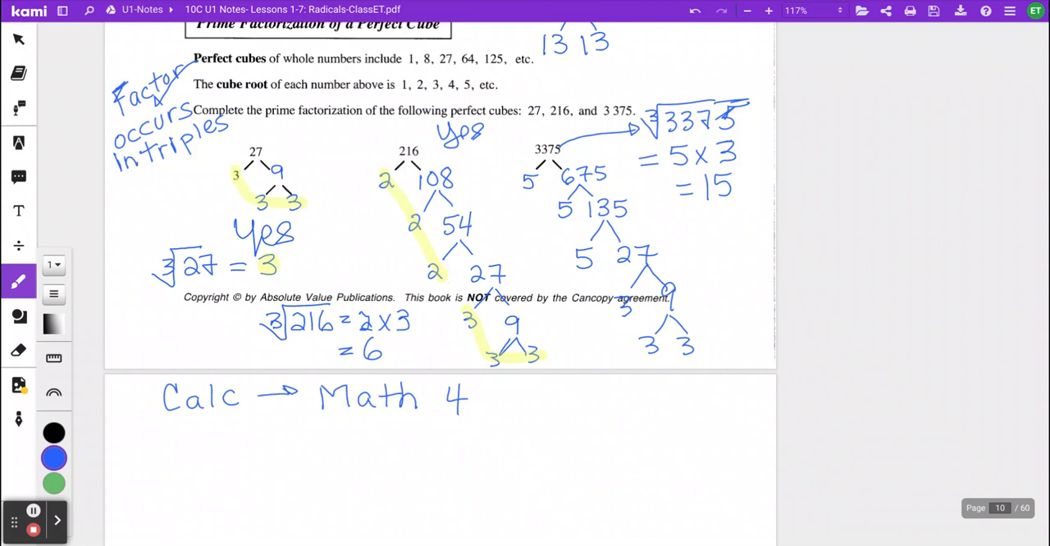Then I'm going to do the same thing, math 4, and I'm going to put in 3375. It's going to bring up the number 15. So we can figure it out longhand, and then we can put it in our calculators to confirm that we got the answer correct. Any questions on prime factorizing a cube or a perfect square?